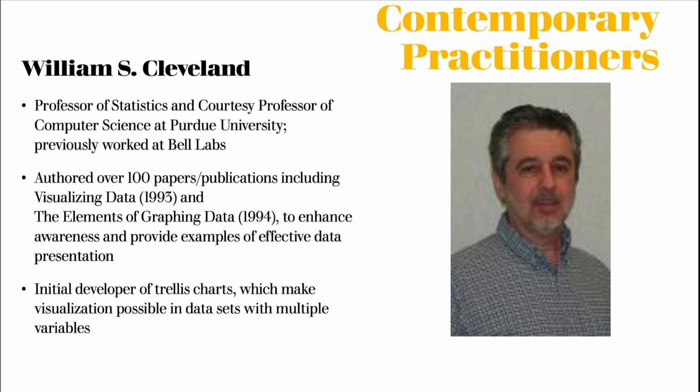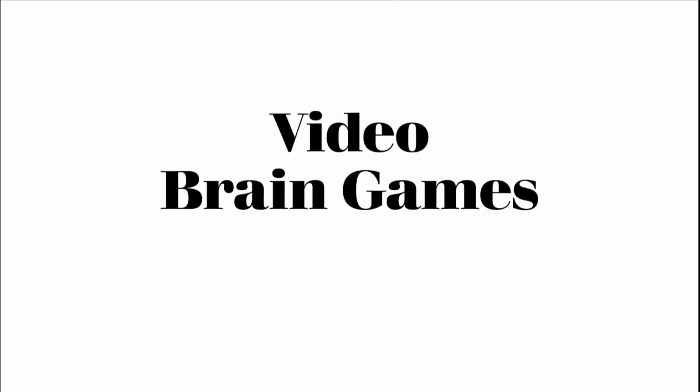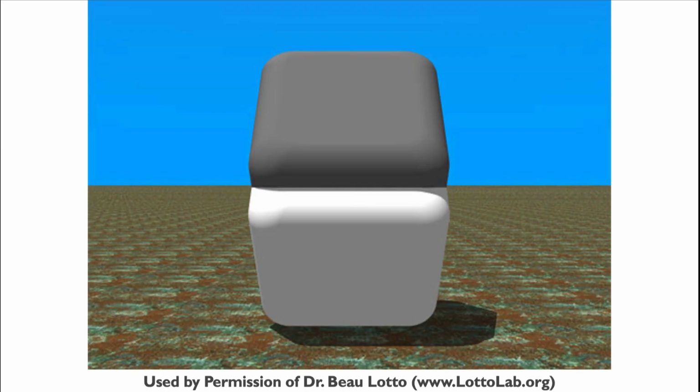So let us just convince you a little bit with some concepts of how the brain can play tricks on you. We're going to start with some brain games, okay? The image here was created by Dr. Bo Lotto of Lotto Labs. This is an object that appears gray on the top and white at the bottom, okay? This is how we see it. This is how our brain sees this image.